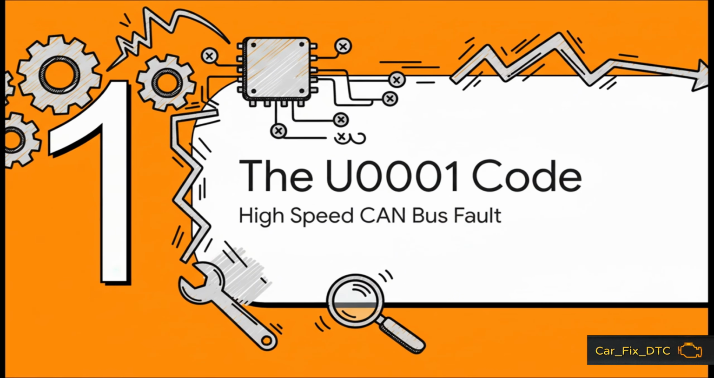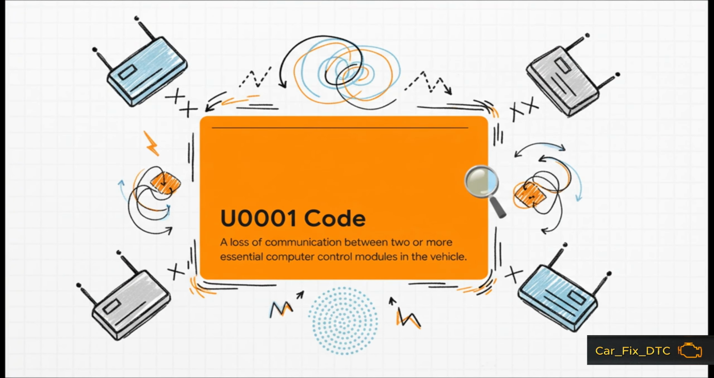The official, very technical name for a U0001 fault is high-speed CAN communication bus malfunction. Yeah, it's a mouthful, I know, but trust me, we're about to make it super simple. So what does that technical jargon actually mean? Well, at its core, the U0001 code means just one thing. The different computers in your car have stopped talking to each other. It's not that a big expensive part has necessarily broken, but the lines of communication between them have been cut.